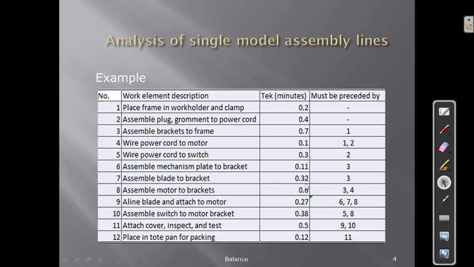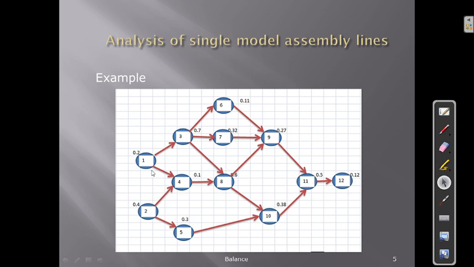Likewise, we have to draw the predecessor diagram. So work elements 1 and 2. Element 1 takes 0.2 minutes and element 2 takes 0.4 minutes. These two work elements have no predecessor, so we first draw these two with the minutes 0.2 and 0.4, as given by the problem in the table.